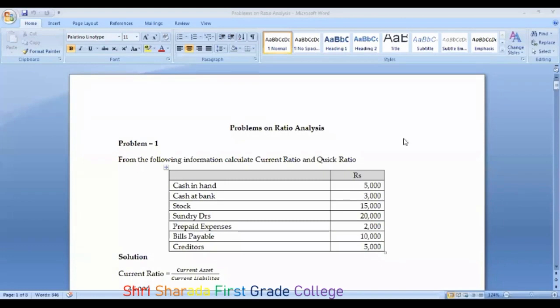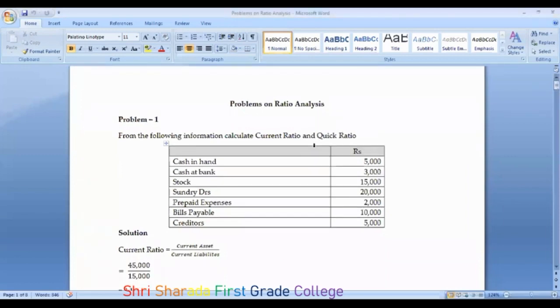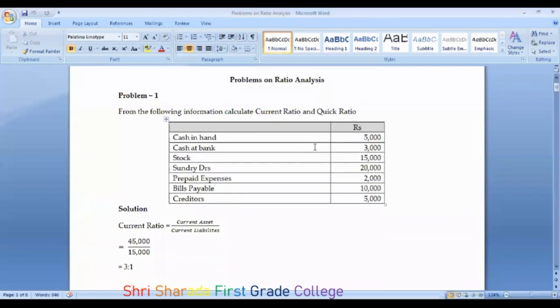Hello all. In the previous class, we discussed entirely the ratio analysis and the pertaining formulas. So today we shall see problems relating to ratio analysis. We shall move on with this very simple problem. Later we will discuss a full-fledged problem.